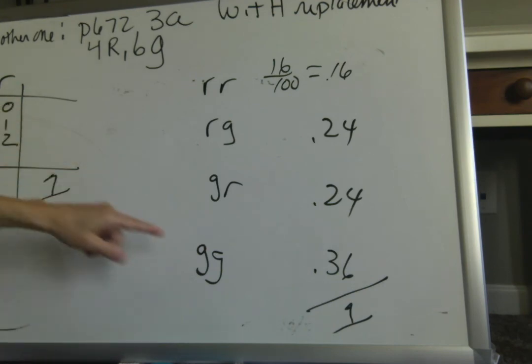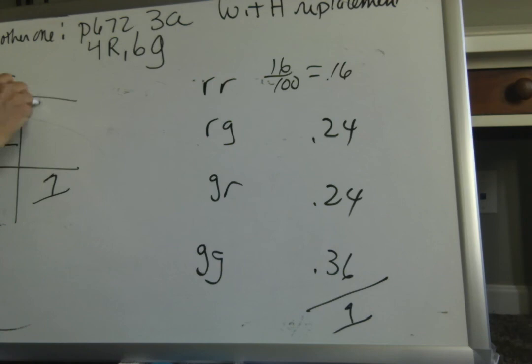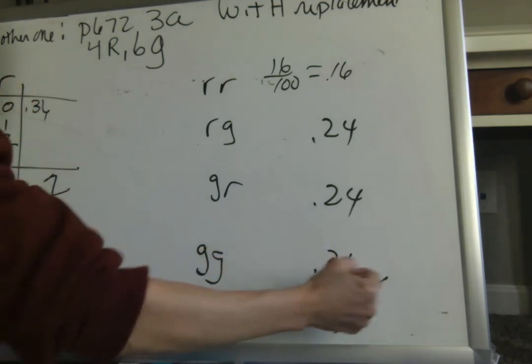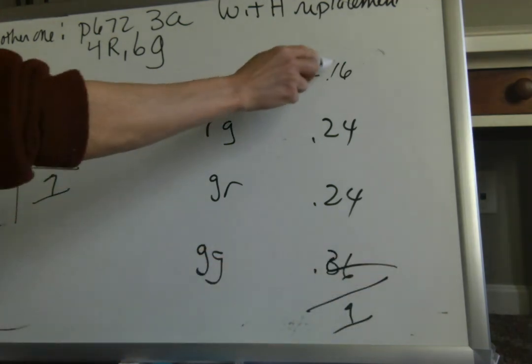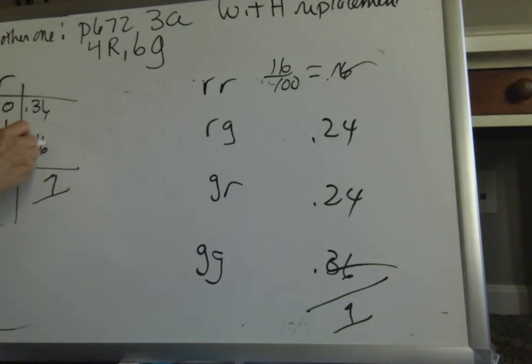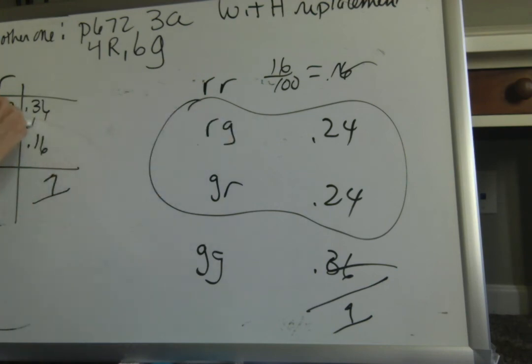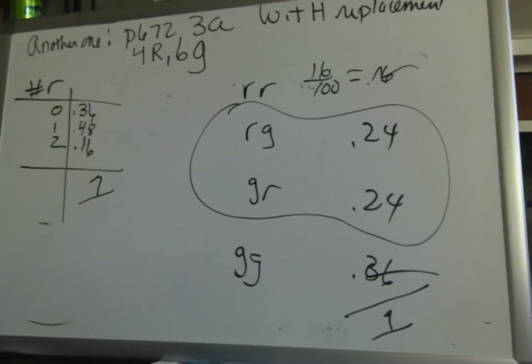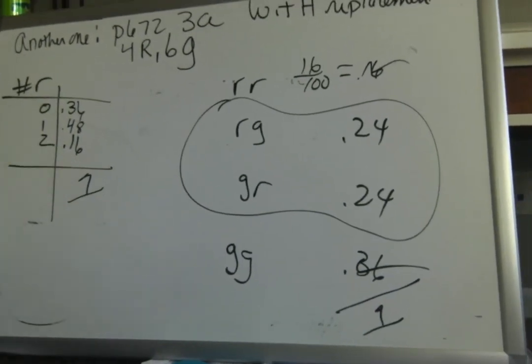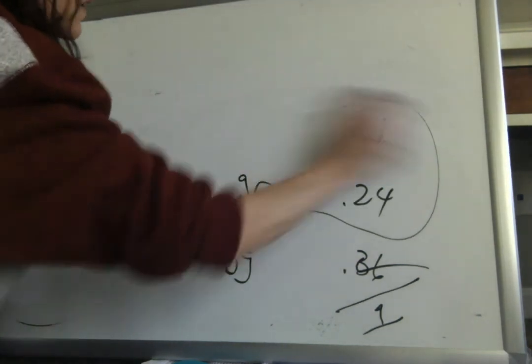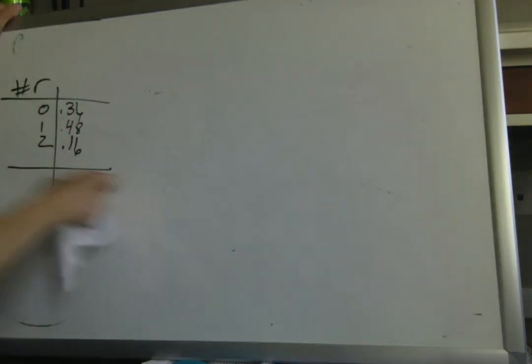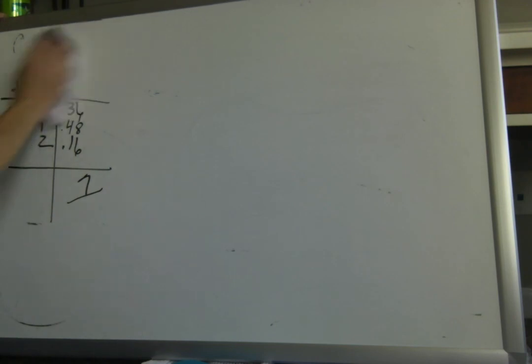Okay, 0 reds would have been all green. So I took care of that. 2 reds is right here, the 0.16. And remember, 1 red, there are 2 different ways to do it, so you have to add those together. So that would be 0.48. Okay, and of course that adds to 1. So now let me get rid of this. So this is just a way to organize the entire problem, right?